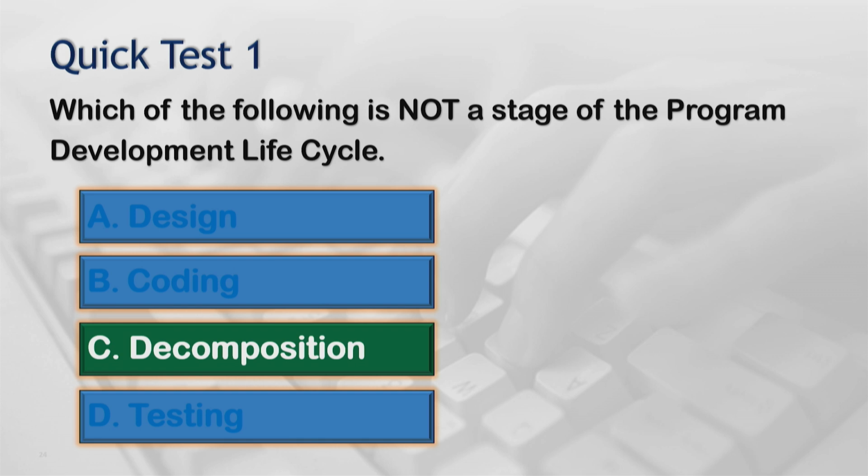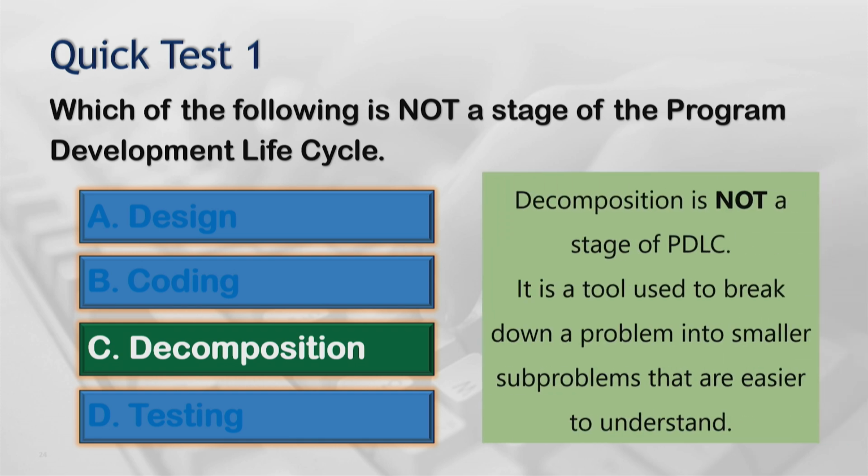The correct answer is option C. Decomposition is not a stage of the program development life cycle. Decomposition is a tool used to break down a big problem into smaller sub-problems that are easier to understand.